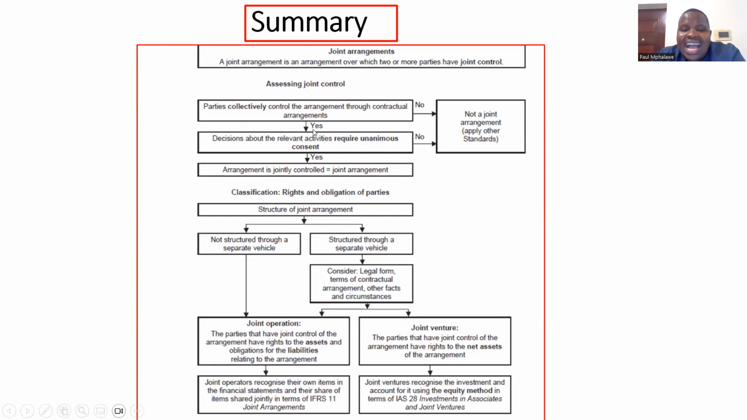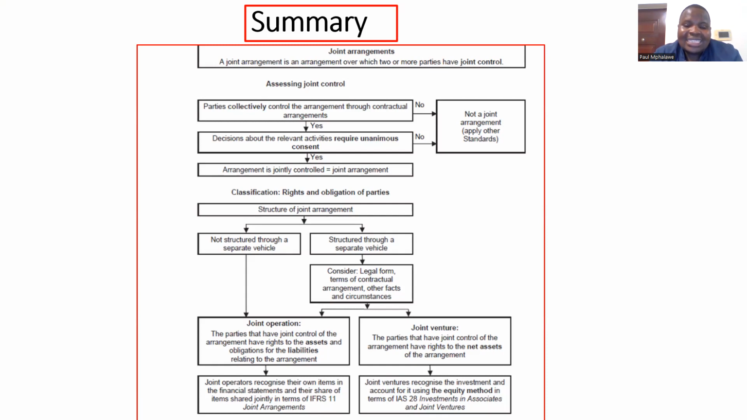Okay? If your answer is yes, then ask yourself, do decisions about the relevant activities require unanimous consent between the parties to an arrangement? If your answer is no, that one is not a joint arrangement. But if your answer is yes, ask yourself, is the arrangement jointly controlled between the parties? If it is jointly controlled, that is a joint arrangement, obviously.